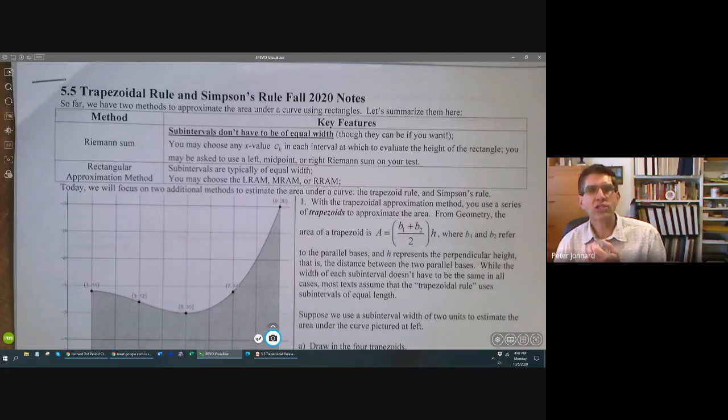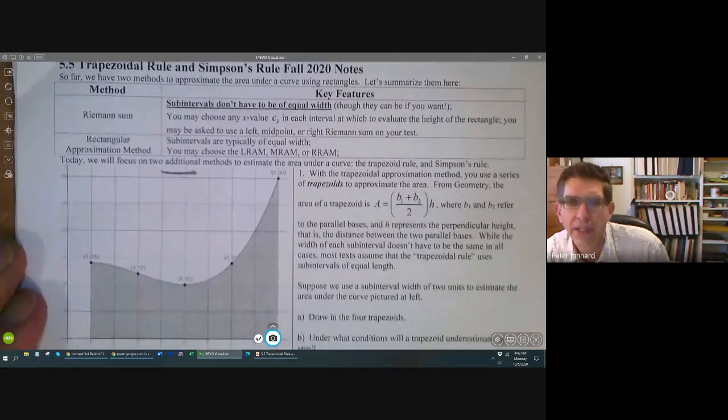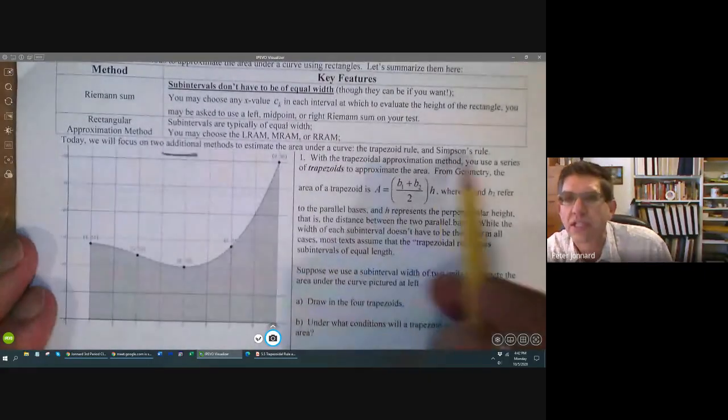They will generally ask you, would this underestimate or overestimate the area? And they want to see a calculus reason like, well, it would underestimate because of the fact that it's an increasing function or whatever. So today we're going to look at two additional methods to estimate the area under a curve, and they're called the trapezoid rule and Simpson's rule.